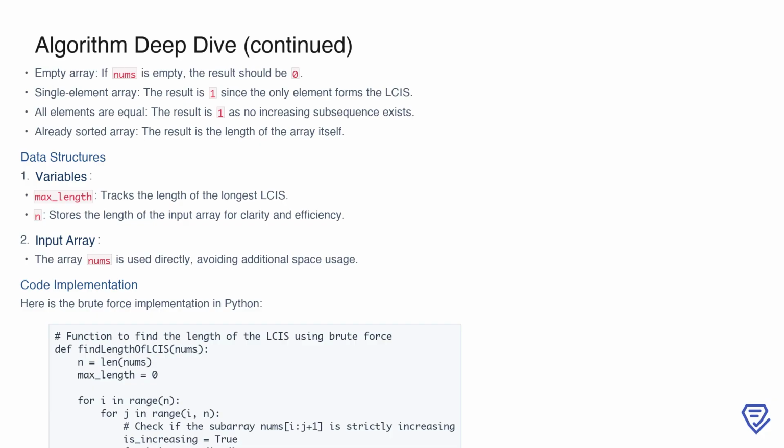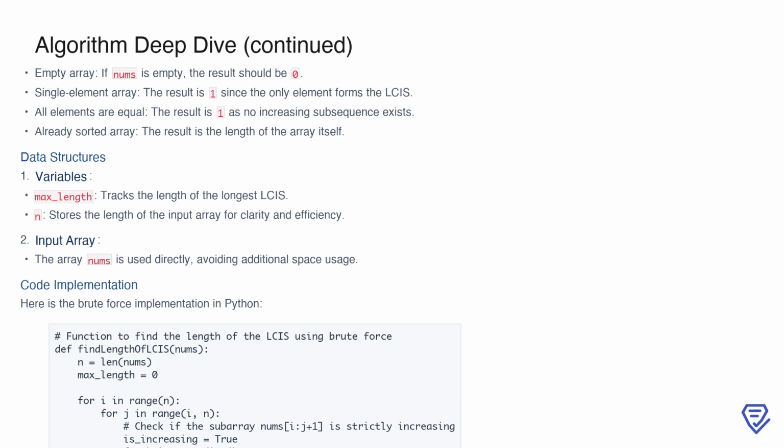On the other hand, if the array is already sorted in ascending order, the LCIS is the entire array, and its length is equal to the length of the array. From an implementation perspective, the brute force approach primarily relies on keeping track of two variables, max_length to store the length of the longest LCIS and n to represent the size of the input array. These variables, along with the input array nums, allow us to systematically explore all subarrays.